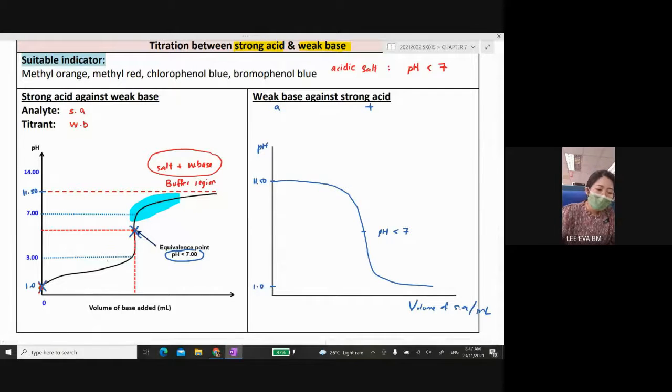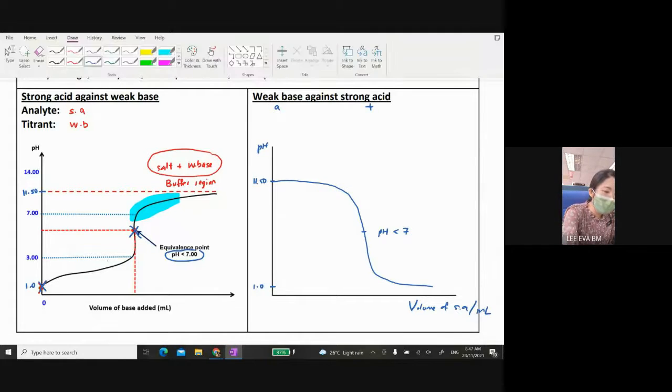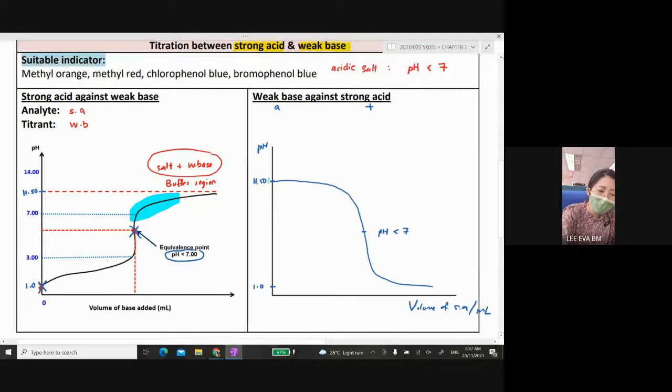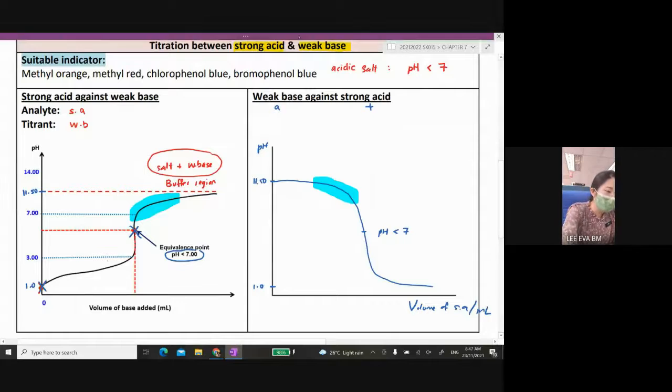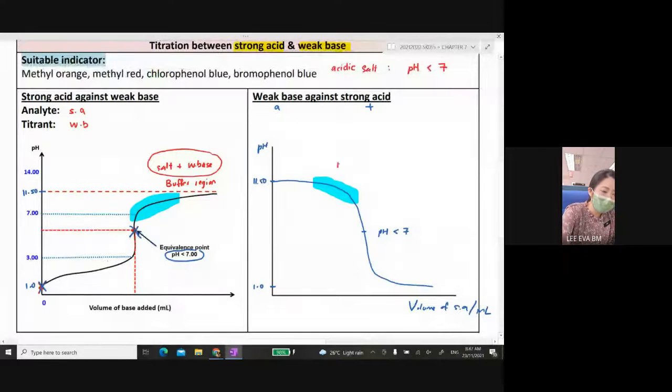Okay, so similarly, we need to identify your buffer region. Initially, we have the weak base. When you add strong acid, it will completely neutralize. So the buffer region will be at this point, since you get excess weak base and you have a little bit of the salt. So this one will be your buffer region. After the equivalence point, what is contained over here is just salt and your strong acid. So it is not a buffer.